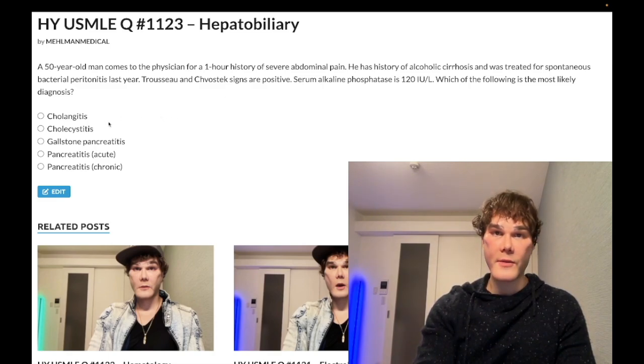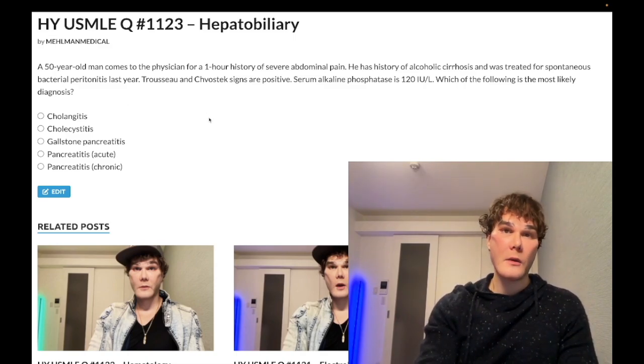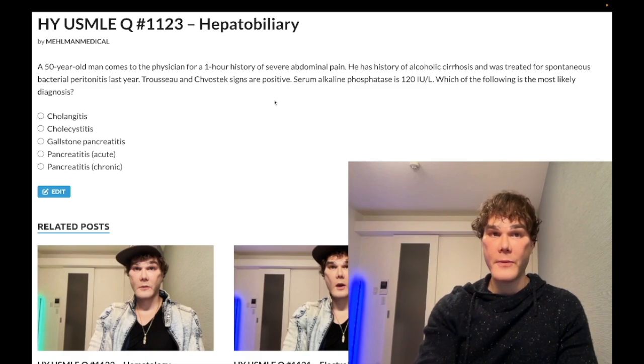Choice A, cholangitis, wrong answer. Our ALP would be increased in cholangitis because we have inflammation. Cholangitis means inflammation of the bile ducts, okay? And then you'd also have Charcot triad for cholangitis, which is abdominal pain, fever, and jaundice. The textbook will say right upper quadrant pain, fever, and jaundice. I can tell you NBME questions will just say abdo pain, fever, and jaundice. There's no fever here. There's no jaundice.